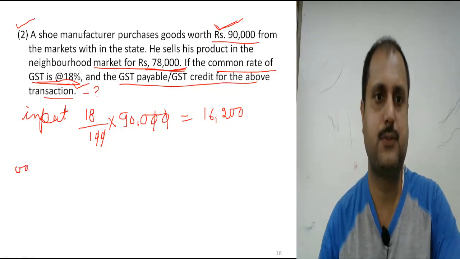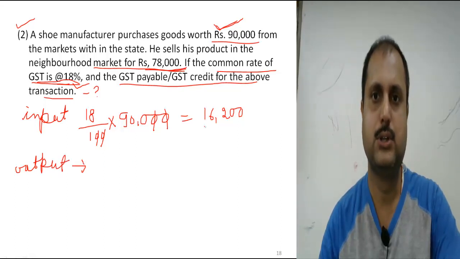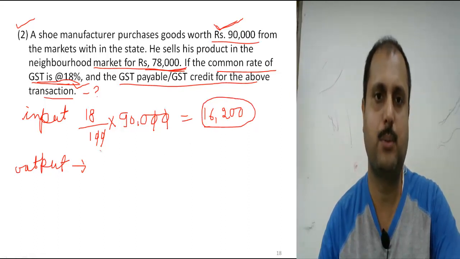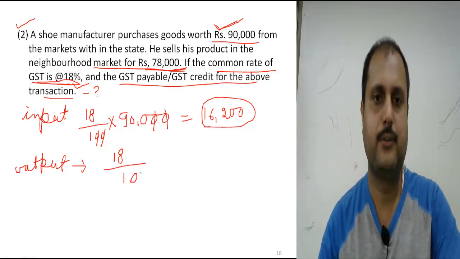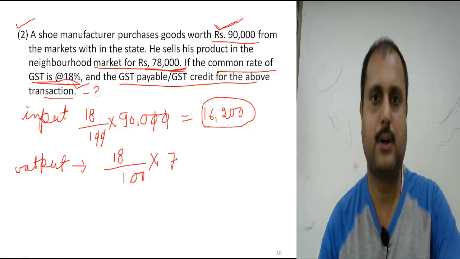Now let's find out the output GST. What is the amount that he has paid on the output GST? This is the amount he has paid as input GST on the purchase of the raw material. Now another 18% GST is there, over 100. Now 78,000, because he has sold the shoes for 78,000, so 2 zeros are again cancelled.